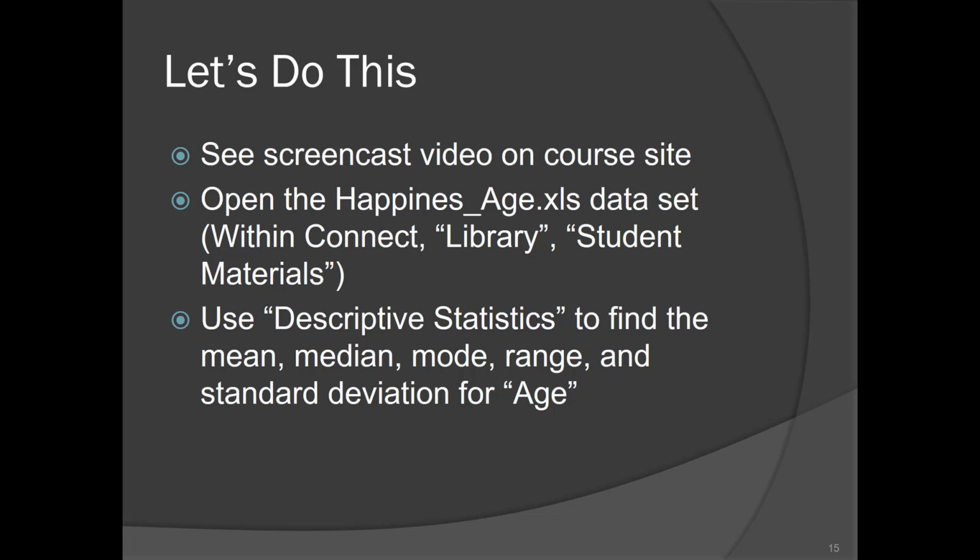Okay, so we saw in the descriptive statistics for the age data, I opened the happiness age data set. Within Connect, you've got your homework and the ebook in there. So the ebook and your homework are all in the same place within the McGraw-Hill Connect system. Once you're in Connect, you can click on Library, and Student Materials will have the data sets as well. Okay, and then you can use descriptive statistics like I showed you to find all of these measures of central tendency and variability.